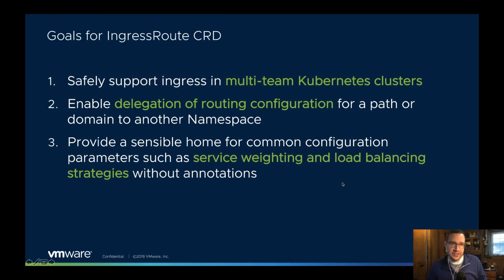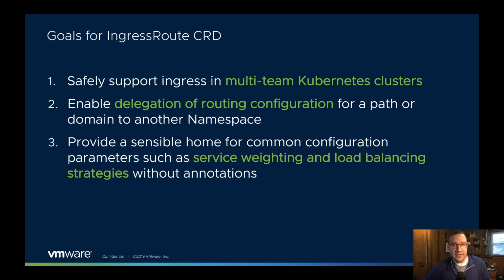So Ingress Route, again, is a custom resource definition. It has a few goals. The main goal was to help support multi-team Kubernetes clusters, so you've got multiple users, different teams throughout the cluster wanting to self-manage their own resources. There are issues today where teams can take down production clusters if they write conflicting records. And this aims to help solve some of those issues.